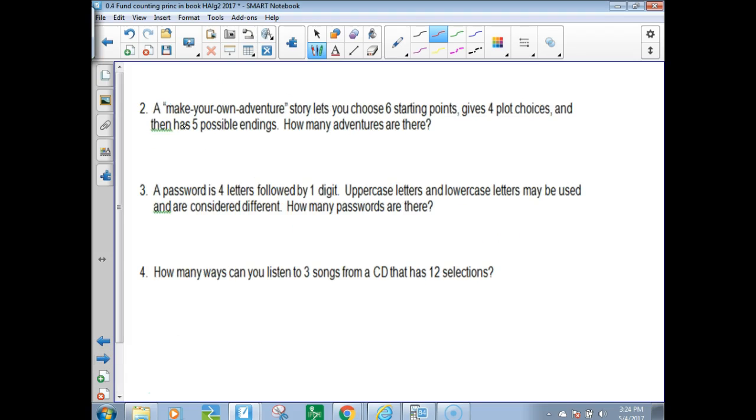Okay. To make your own adventure story lets you choose 6 starting points, 6 times 4 plot choices times 5 possible endings. This is called the counting principle. So that would be 6 times 20 would be 120 different adventures.